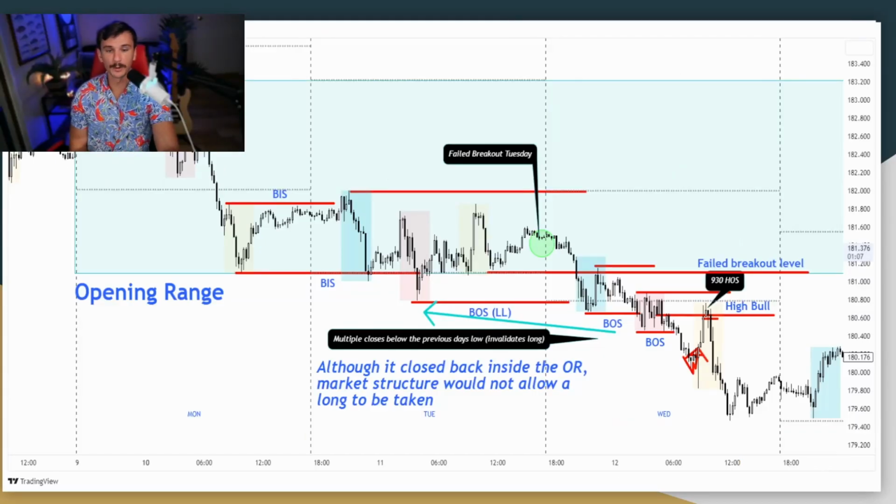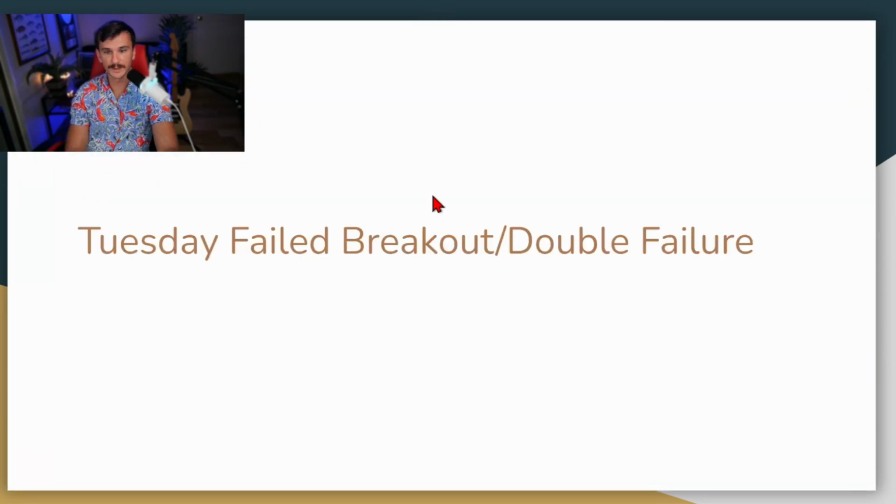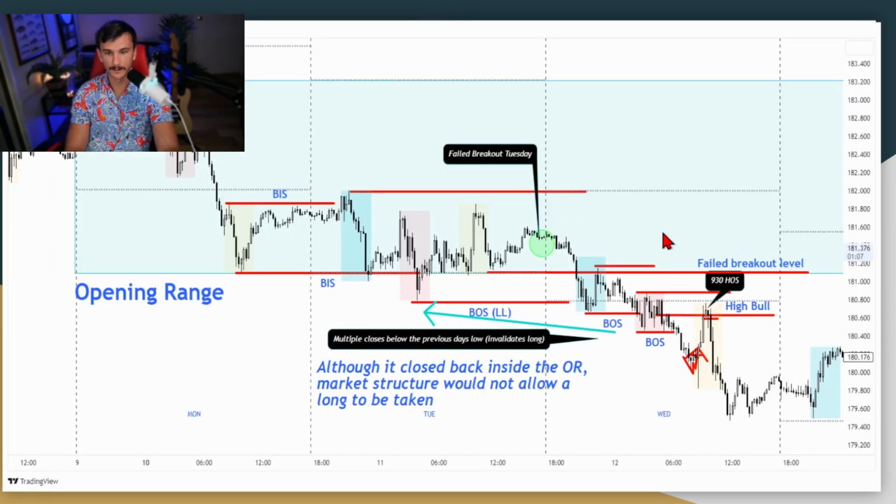So you have to remember that things are not always going to be perfect. There are going to be times when you have setups that do not perform the way that you expect. In this case, they broke out on Tuesday, closed back inside of the range. You would be thinking, oh, volume trap down low. This is a break in structure to the upside. We're going back towards the high of the range.